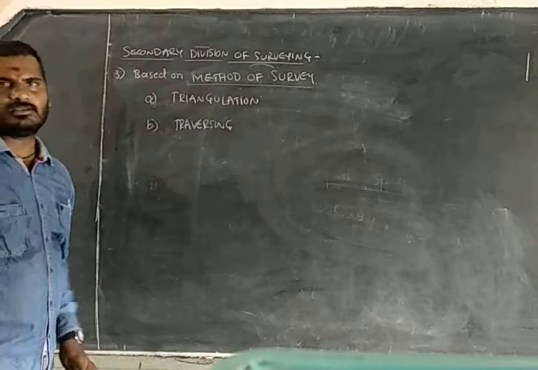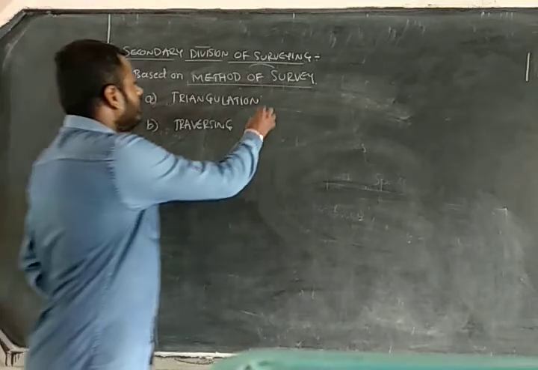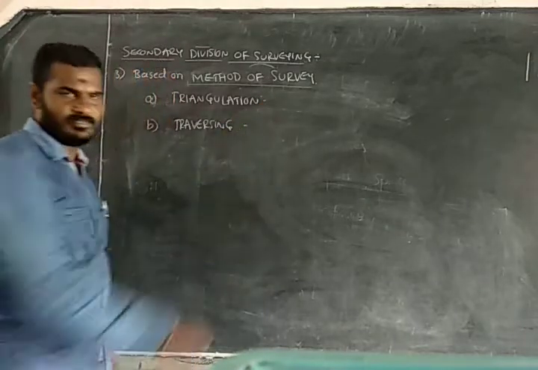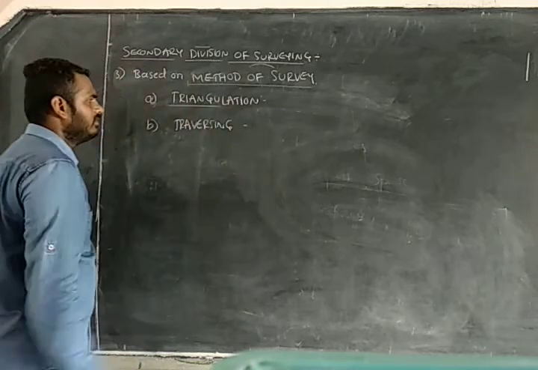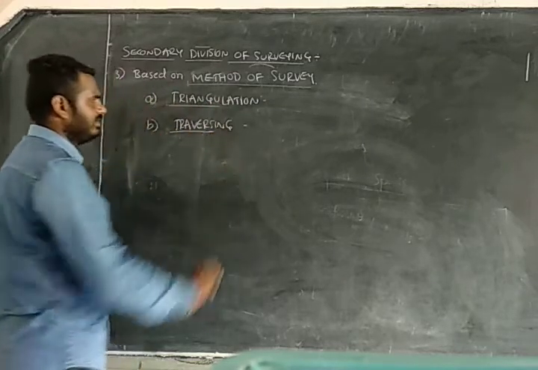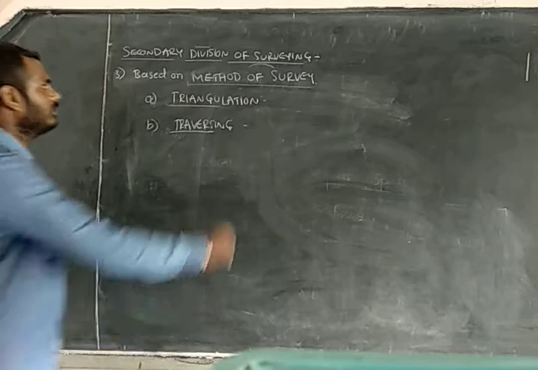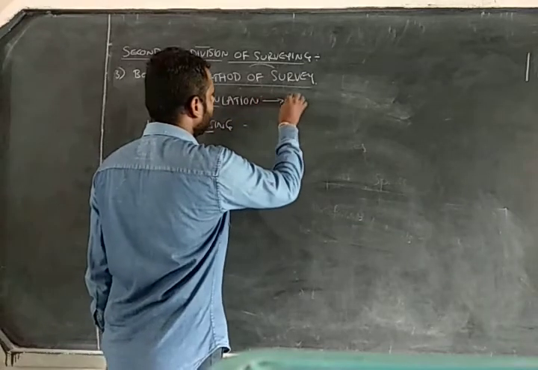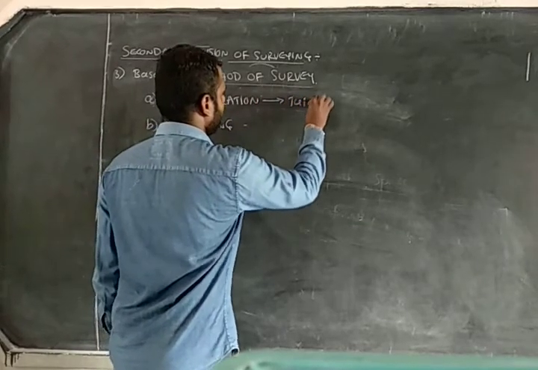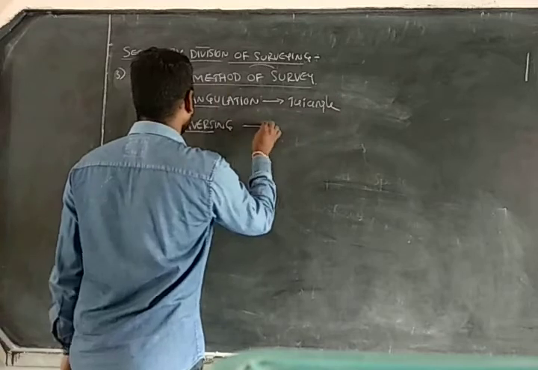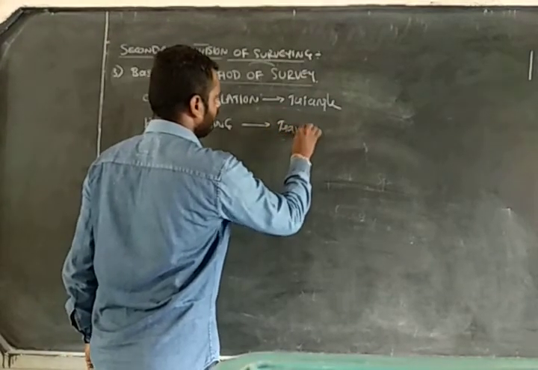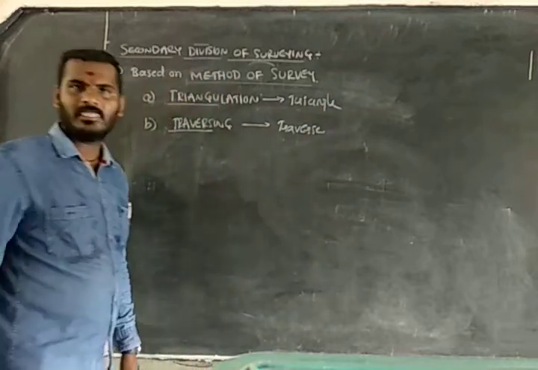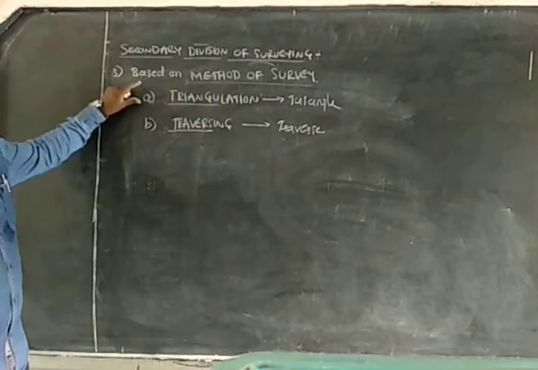Triangulation and traversing. So what is triangulation and what is traversing? Triangulation, traversing. Okay, so triangulation is in this triangle, and here we are traversing, where we call it a traverse. Okay, so these are methods of survey.